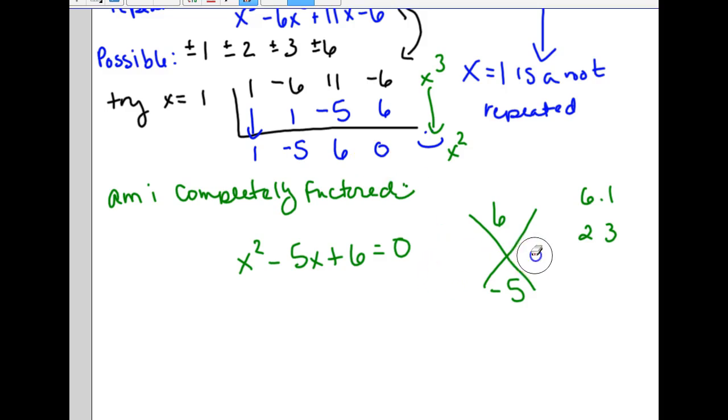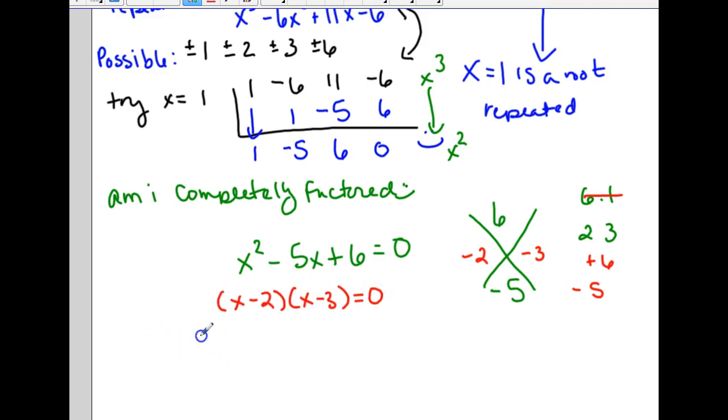So I'm going to back up here, and I know what it has to be. It has to be a negative 2 and a negative 3, because those multiply to a positive 6, but they add to a negative 5. So I can use the shortcut here. I can say x minus 2 times x minus 3 equals 0. I can set each one of those equal to 0 and solve for x.